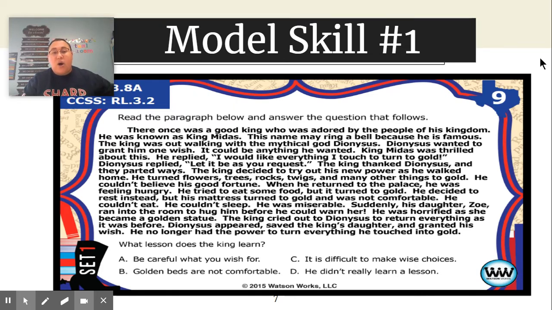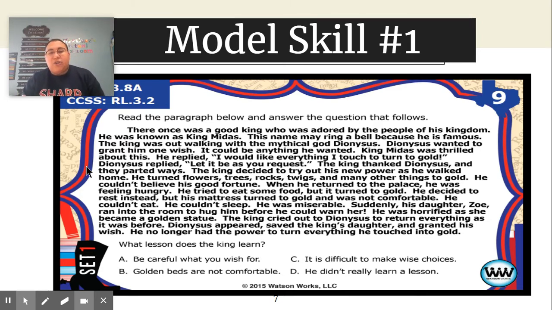The king was out walking with the mythical god Dionysus. Dionysus wanted to grant him one wish. It could be anything he wanted. King Midas was thrilled about this. He replied, I would like everything I touch to turn to gold. Dionysus replied, let it be as you request. The king thanked Dionysus and they parted ways.